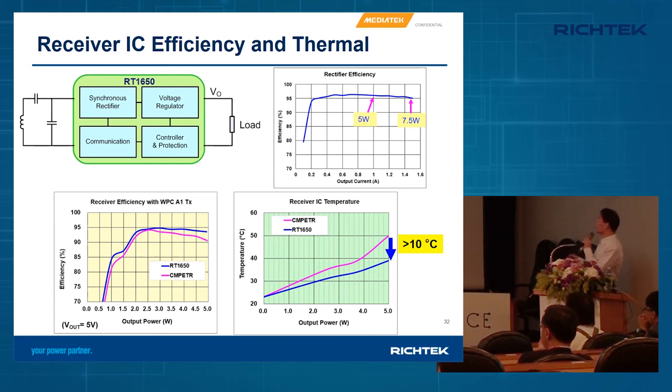This is a measured result. The upper right shows the rectifier efficiency. It could reach 96% at 5.1 and 95% at 7.5 watts output power. As to the receiver efficiency, it includes the post regulator. The result is better than our competitor. Of course, for thermal performance, we have 10 degrees lower than the competitor.